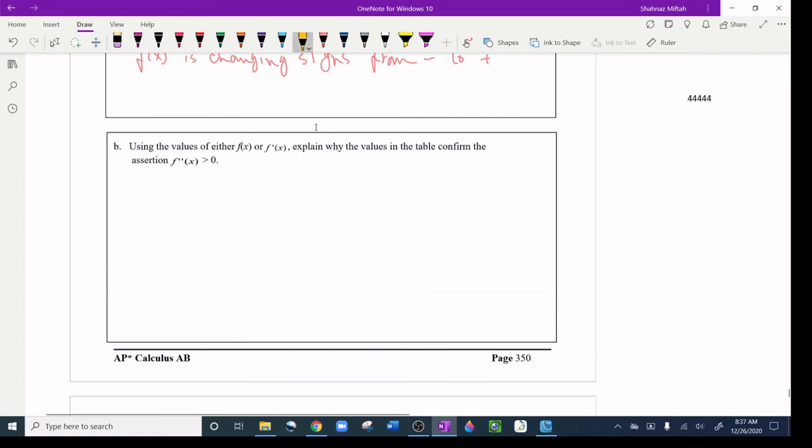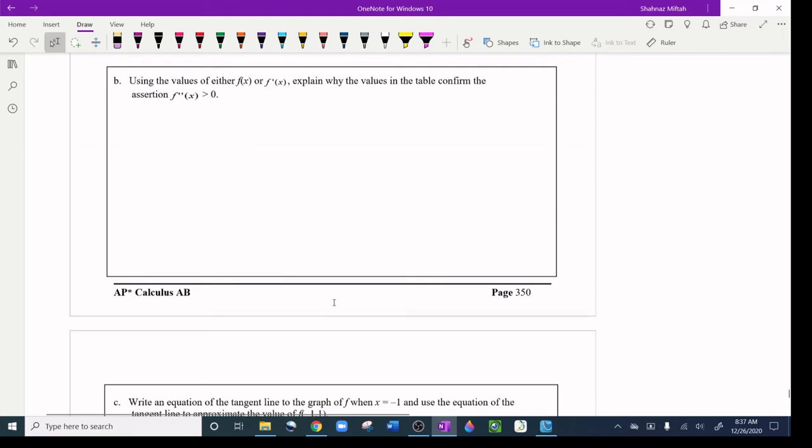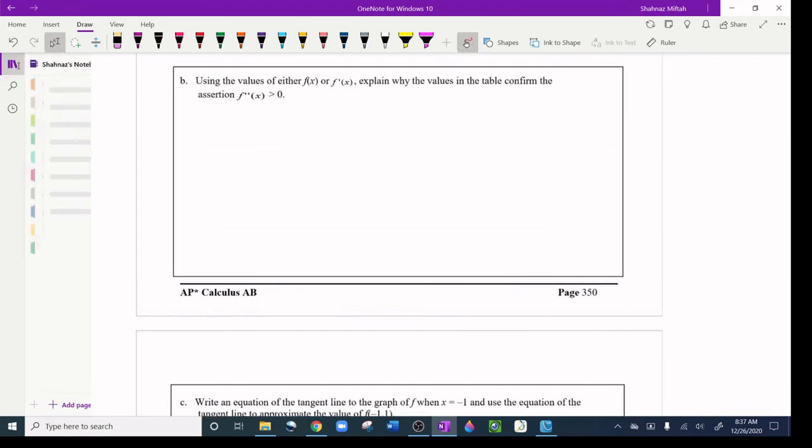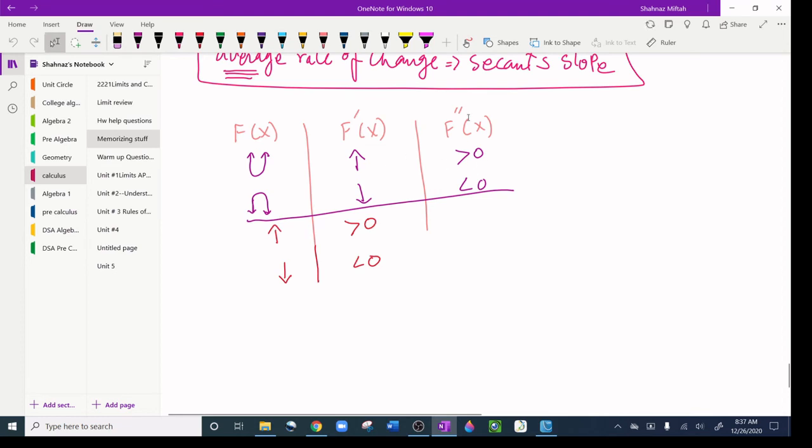Part B of the free response question, this one without the calculator. It says that using the values of either f of x or f prime x, explain why the values in the table confirm the assertion f double prime is greater than 0. We already know that, and if you go check your memorizing page, right here, this one: if f double prime is greater than 0, then what is the assertion? F prime is increasing. And what is the assertion for f of x? It's concave up. So this is the reasoning for both of them.